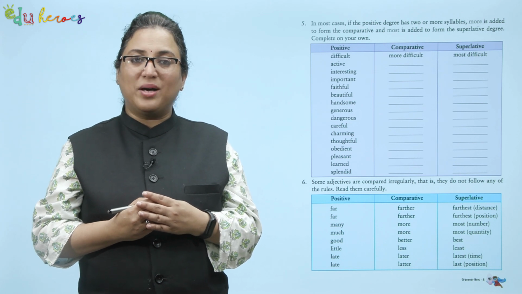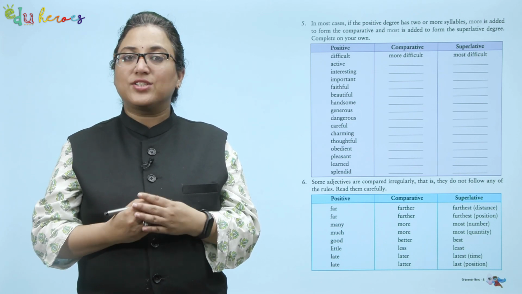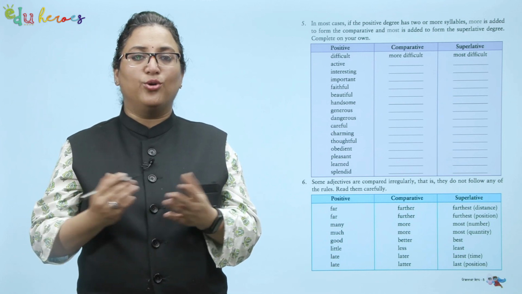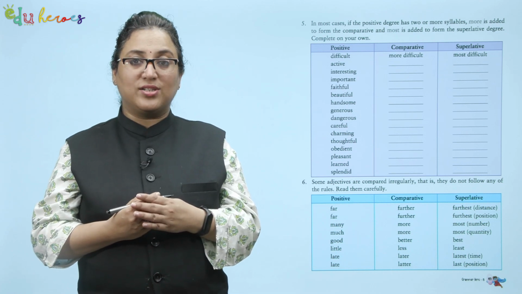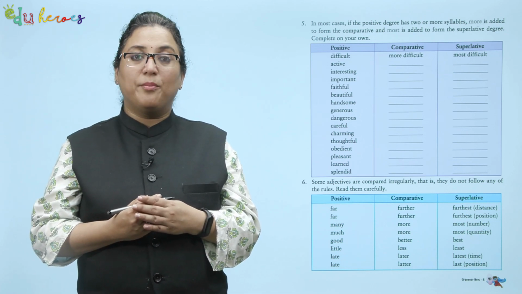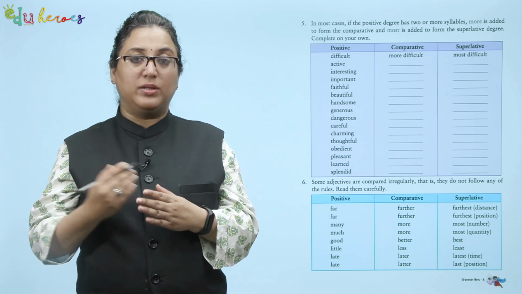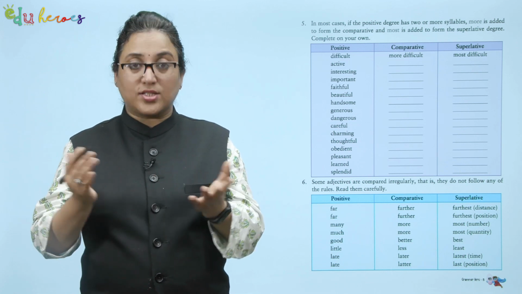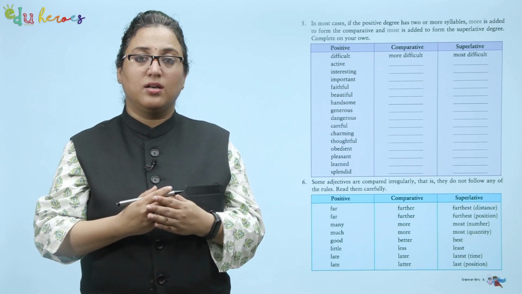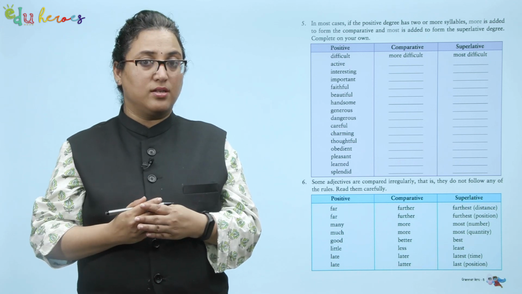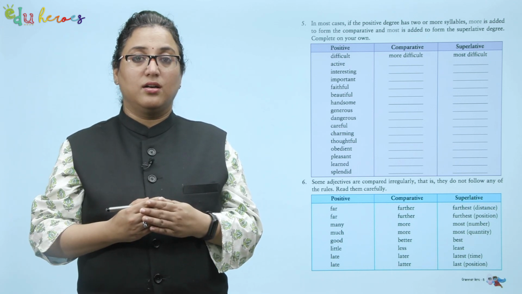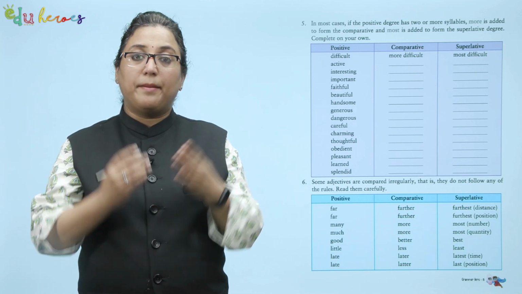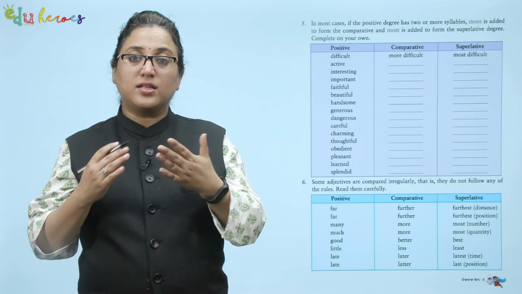Yes, rule number 6. Some adjectives are compared irregularly, that is, they do not follow any of the rules. Let's read them very carefully. Positive, comparative and superlative. Far, farther, farthest, as in the distance. How far is my house? It is farther than yours. It is the farthest. Far, further, furthest, as in position. Many, more, most, as in number.